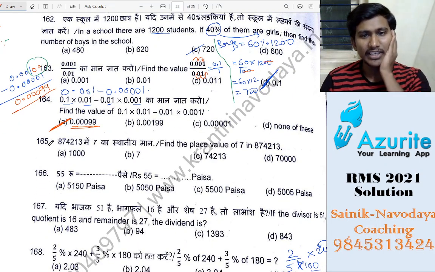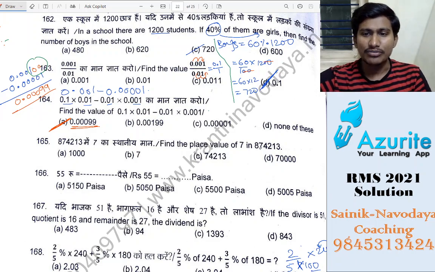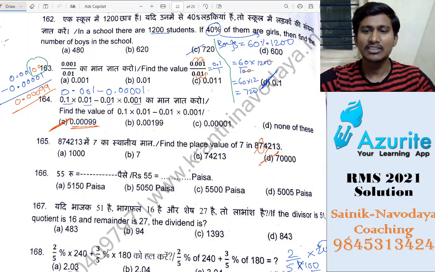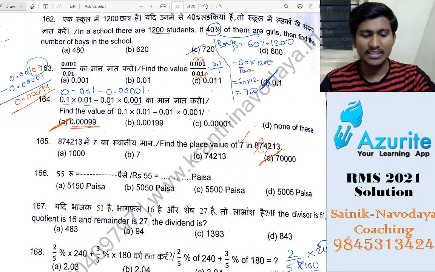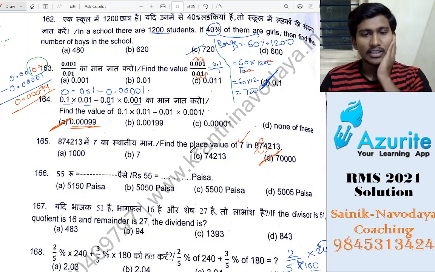Next, 165. Place value of 7. This is 8,74,000, so the place value is 70,000. 70,000 means option D. Place value of 7. Okay now? Any doubt here? Let me know. No, sir. Okay.